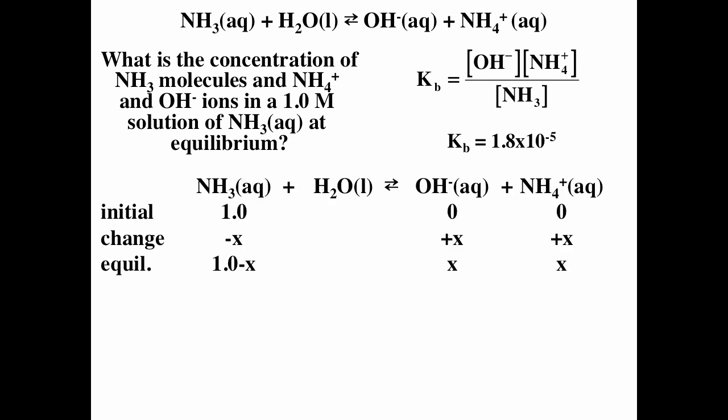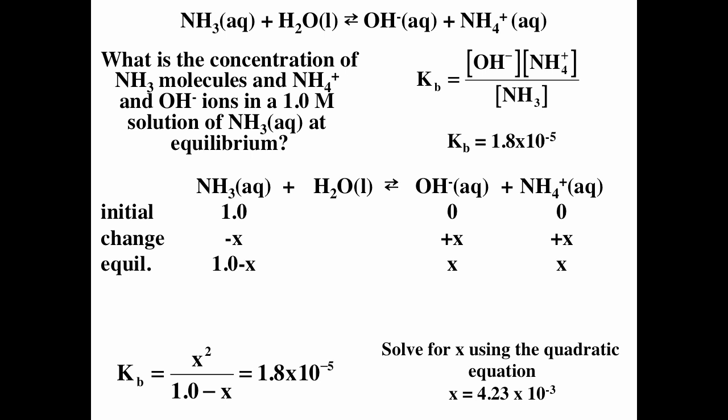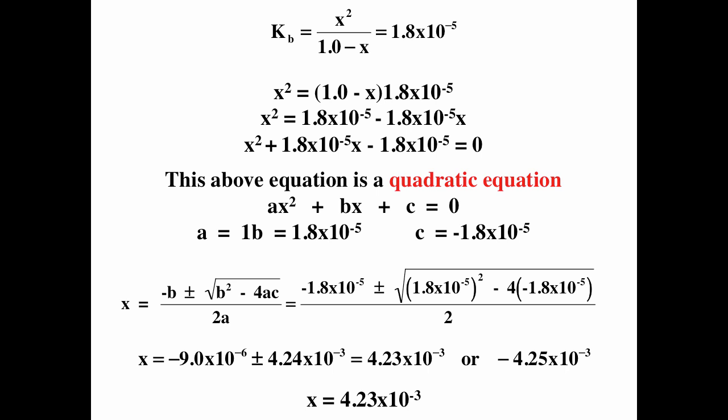Now likewise, as with the weak acid, we could also use the quadratic equation. And so again, we have to plug in the expressions. We solve the quadratic equation, and we get 4.23 times 10 to the minus 3. And so again, very close to what we got for the approximation. But when you do the approximation, always check your approximation at the last step.